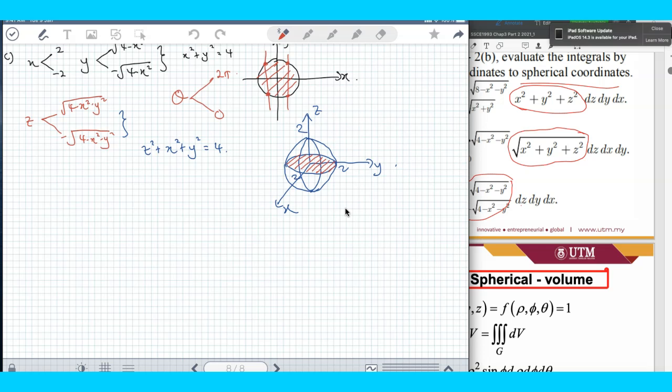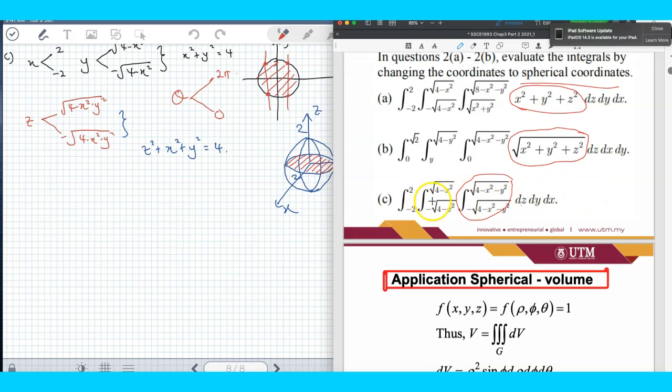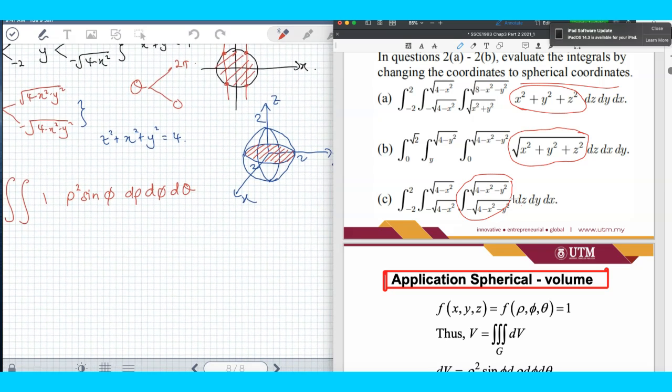So now we have to integrate this in spherical coordinates, where, as we can see here, our integrand is 1. So meaning that 1 in spherical is also 1. So we have to use dV. In spherical, that is rho squared sine phi d rho d phi d theta. The theta is 0 to 2 pi. Okay, so now about your rho. Your rho is from your solid here, which is a sphere with radius 2.